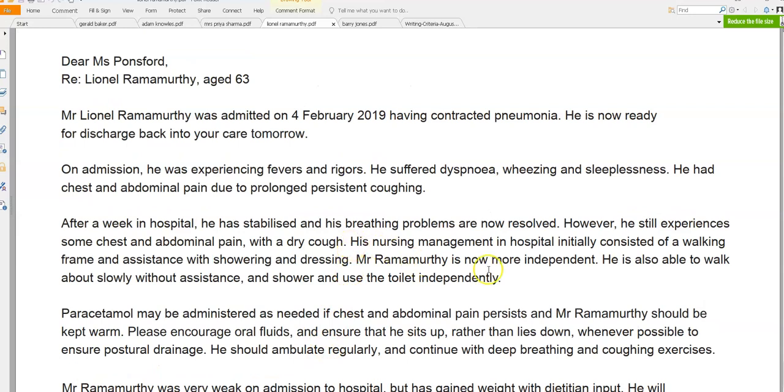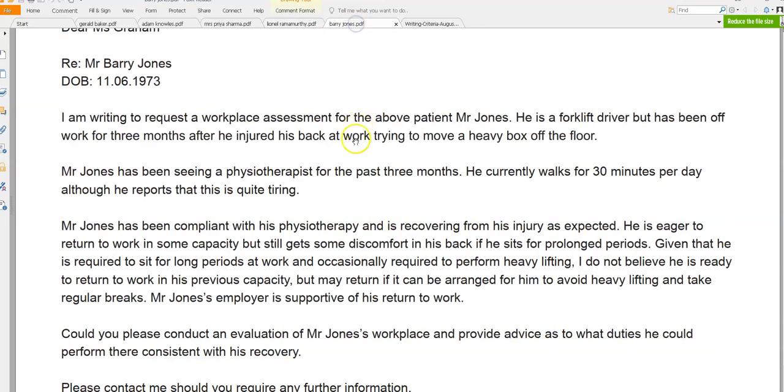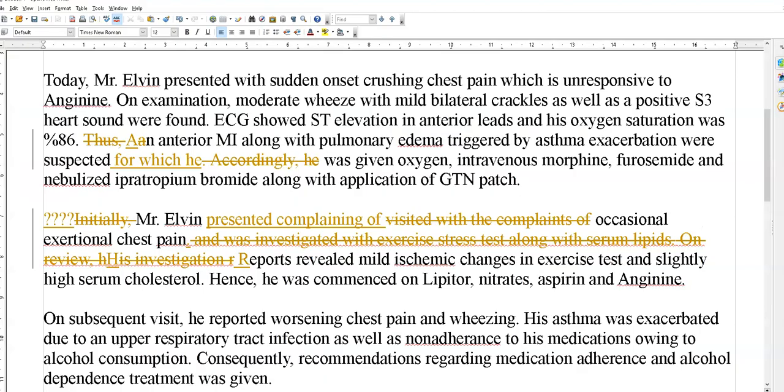It's simply his, is now, he's able. However, there's no hence, there's no thus in these examples. Writing style, you don't need it, you see? I can't see any. So, don't need it. Reports revealed, cholesterol. Simply, he was commenced, or for which he was commenced on, as I said, like in the previous one.